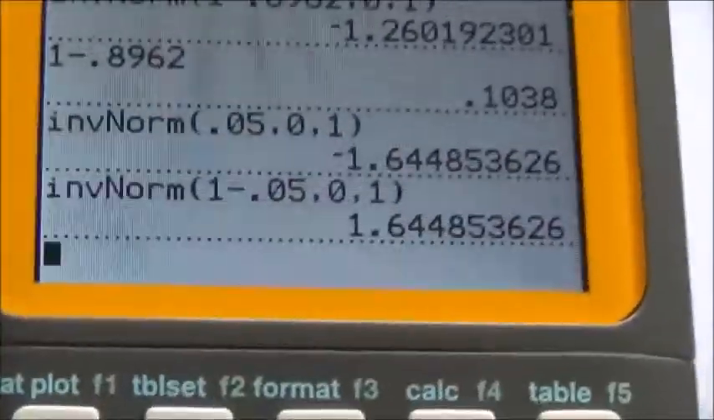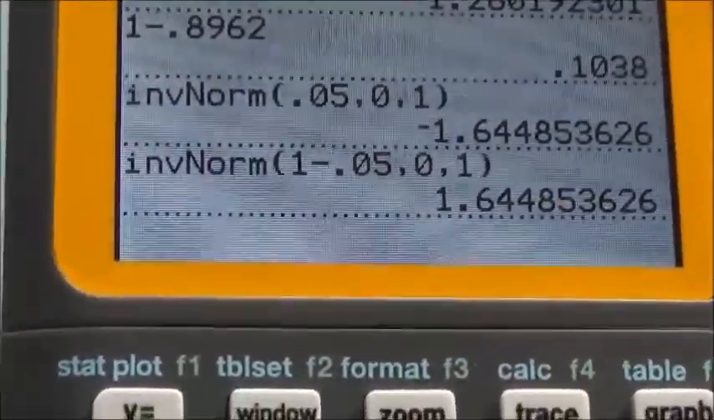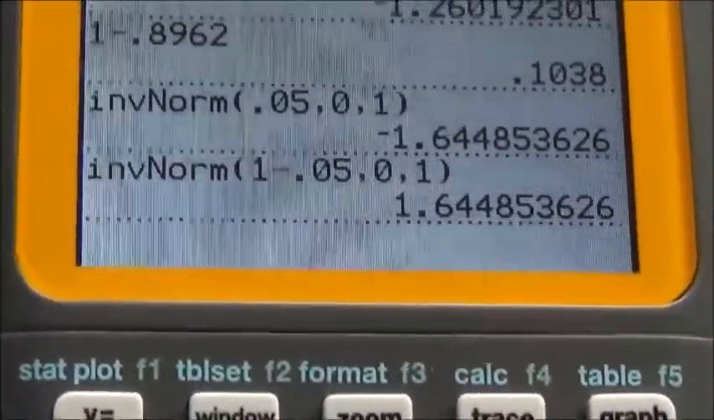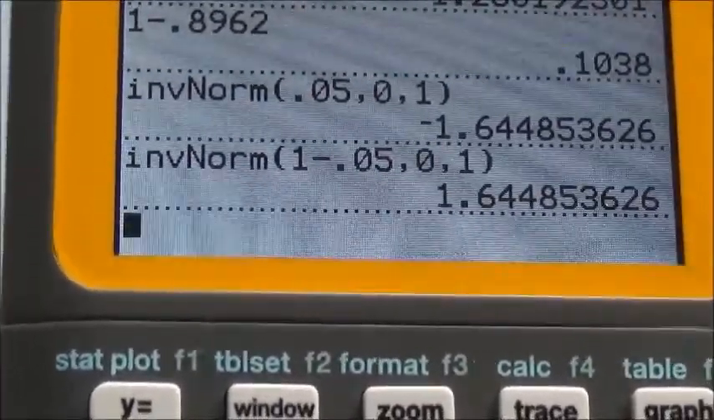So the area to the left is negative 1.64 standard deviations from the middle. To the right, since it's equidistant, positive 1.64 standard deviations from the middle.